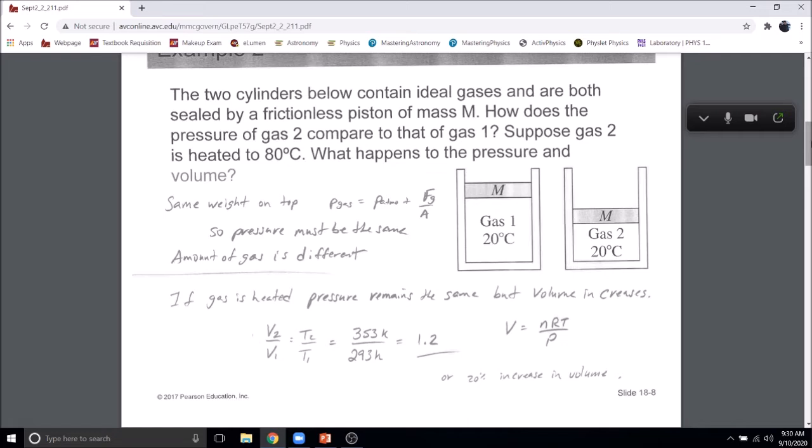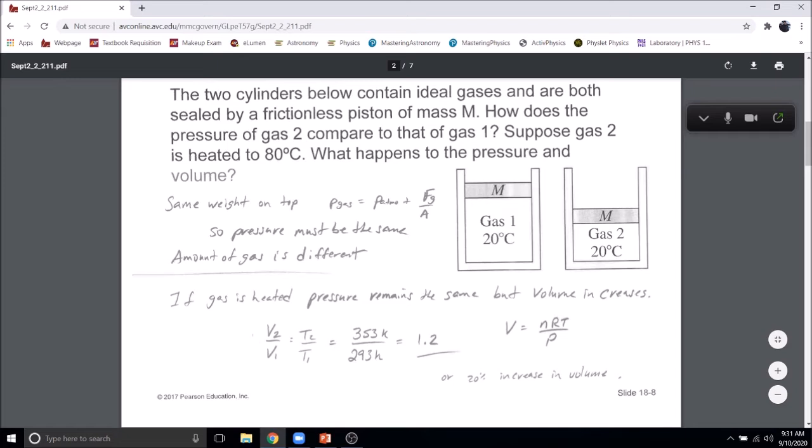We want to heat up gas 2, and we want to see what happens to pressure and the volume there. Again, pressure is not going to change, so that answers that question. So for gas 2, we have the same pressure when we heat it, and the same amount of gas. So we do our ratio of volume to temperature, as you can see down here, changing things to Kelvin. We get a 1.2 for the increase in volume as it heats up.